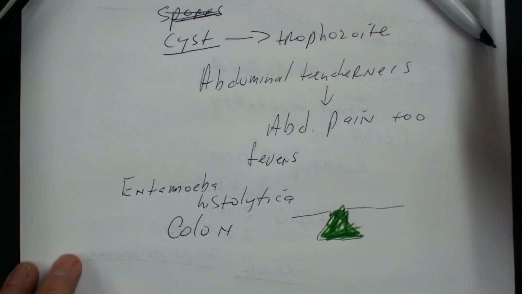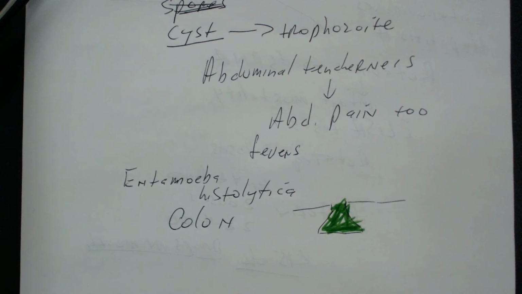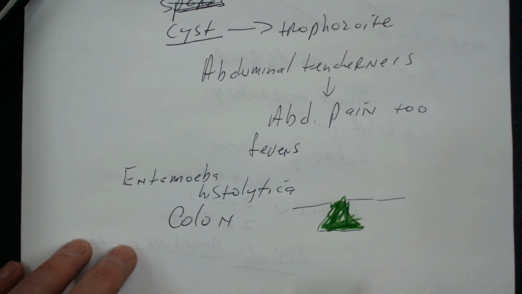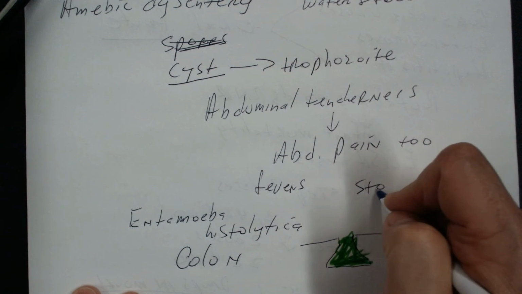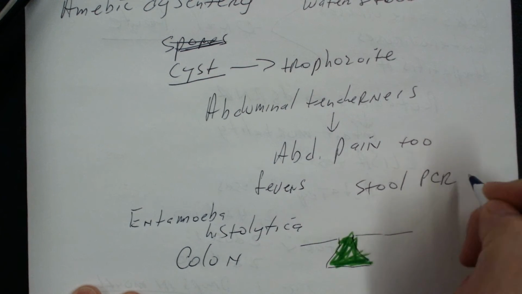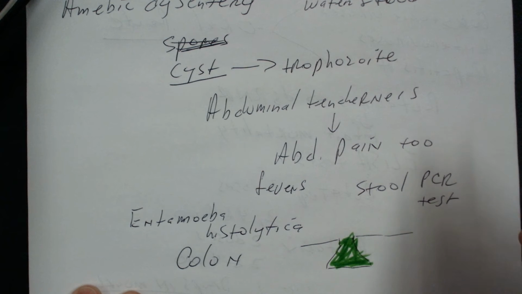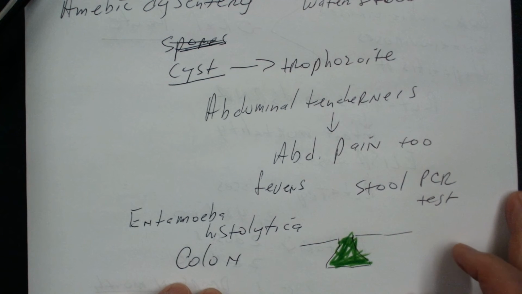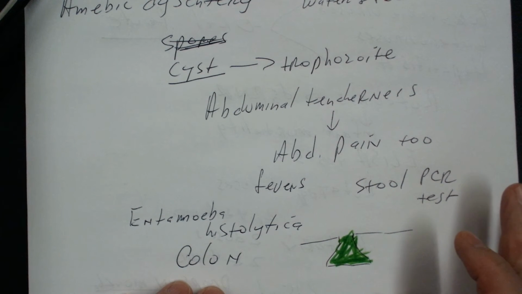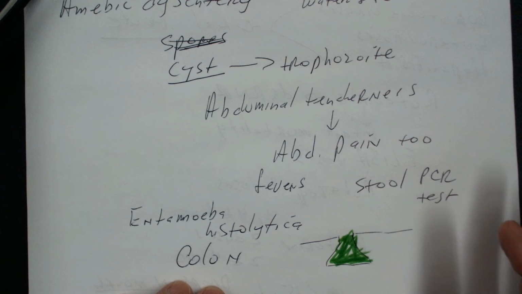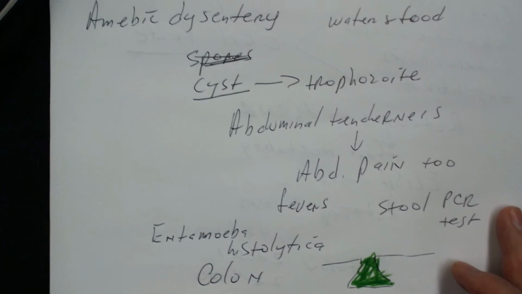That's kind of what you see in a colonoscopy. There are lots of different potential complications. Those are usually quite rare. There's a very good stool PCR test. Very sensitive. There's serology tests too, but they're not used quite so much.